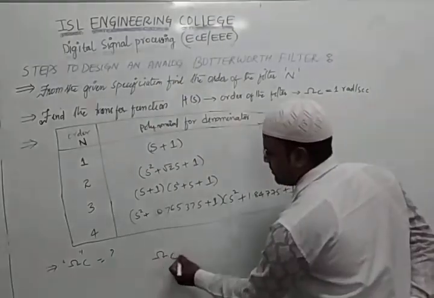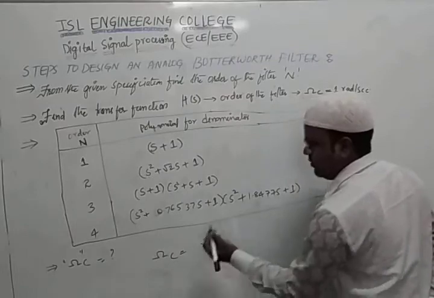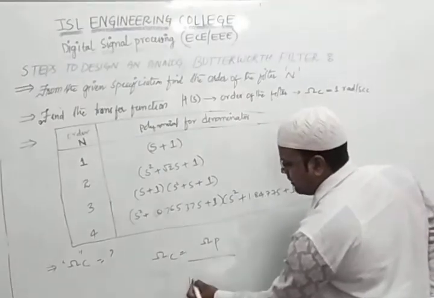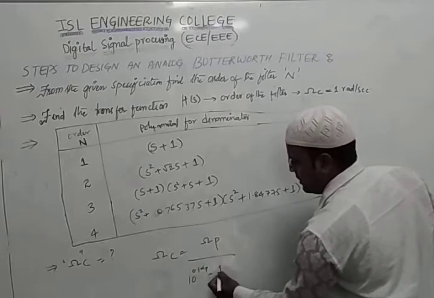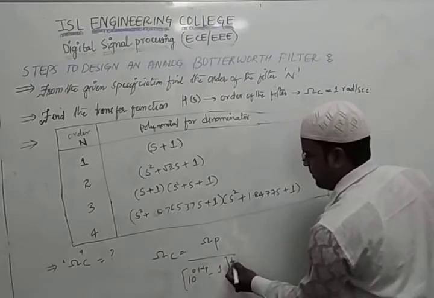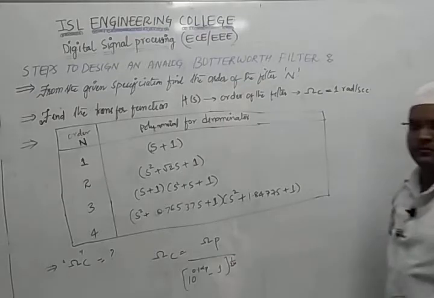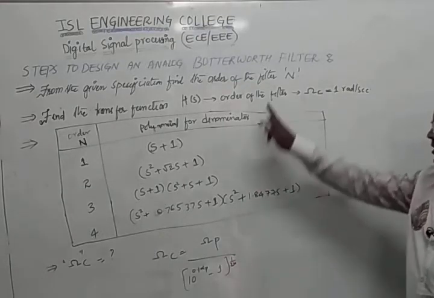So omega c is given by, if it is pass band, omega p by 10 power 0.1 alpha p minus 1, whole power 1 by 2n. That n indicates the order of the filter.